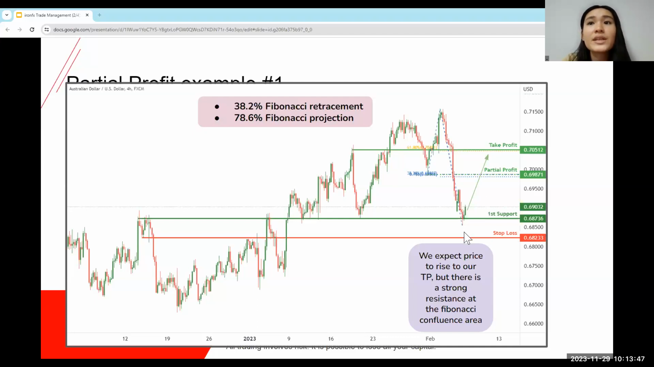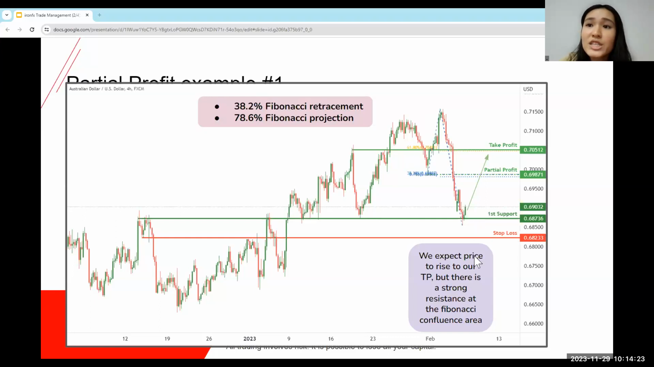But over here, we have a 38.2% Fibonacci retracement. So our starting point will be here, ending point here, 38.2% Fibonacci retracement, which is in line with this swing low here. We also have a 78.6% Fibonacci projection. That would have 3 points, and you can kind of see the shape here. Our 78.6 lines up nicely with this swing low as well as the previous Fibonacci retracement.